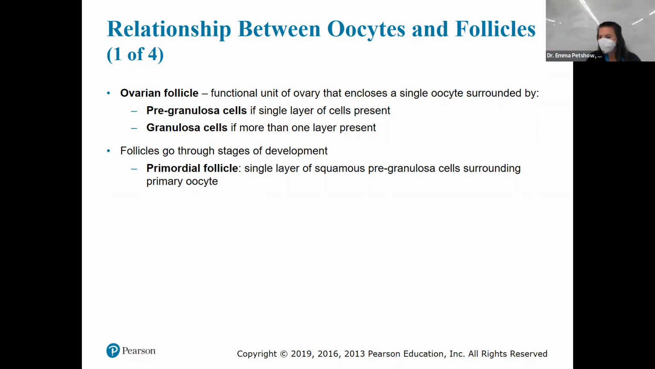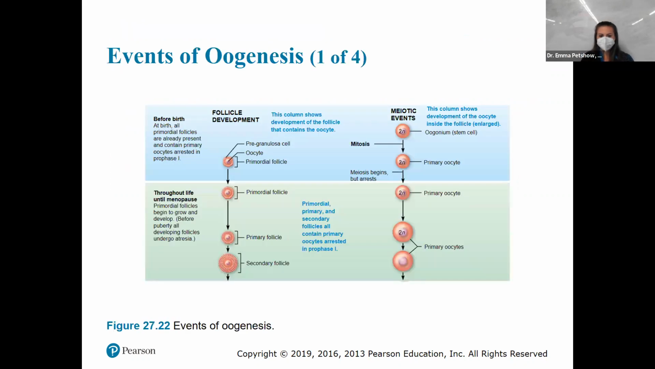The primordial follicle, kind of your beginning primordial ooze, that's what I think about, is your single layer of squamous pregranulosa cells surrounding your primary oocyte, the most basic structure. So if we look at follicle development here, we see our pregranulosa cell and our oocyte. This is a primordial follicle here.